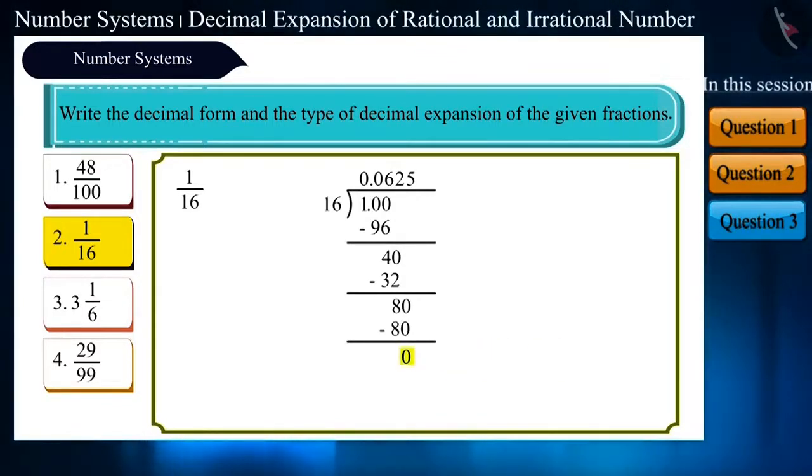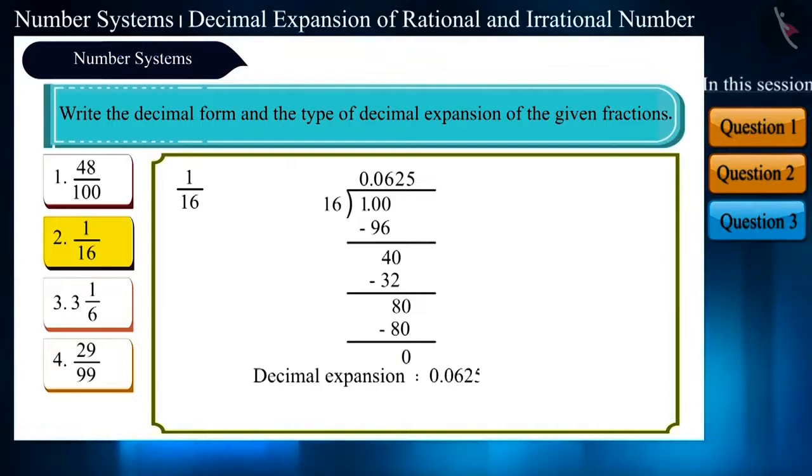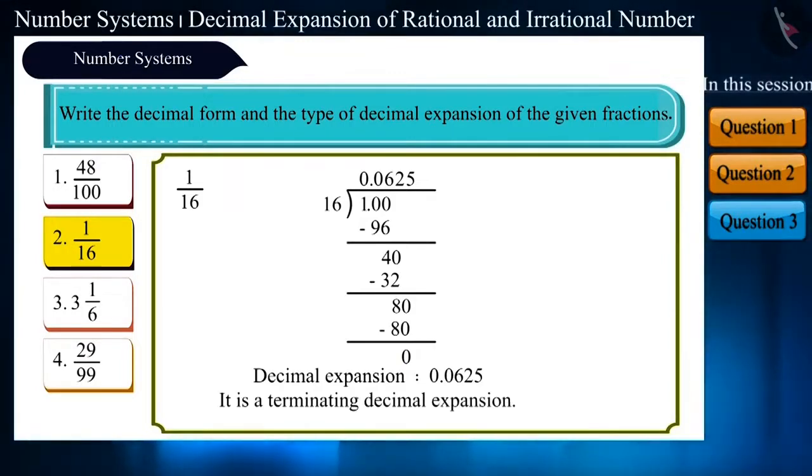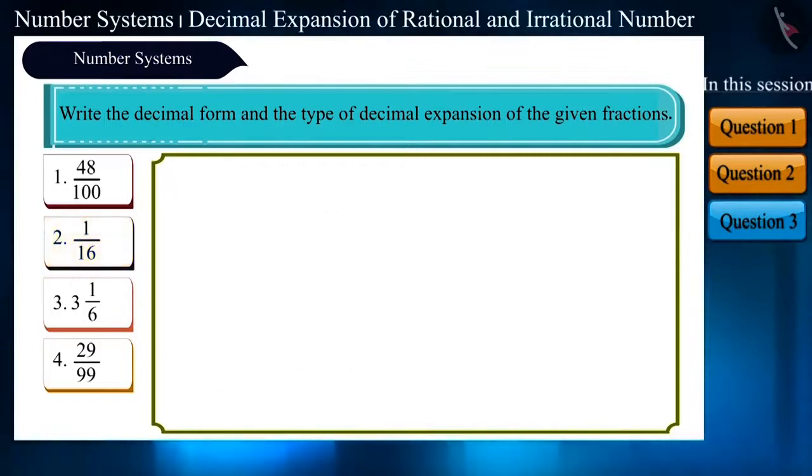On solving this too, the remainder obtained is 0. Its decimal expansion is 0.0625. Therefore, this is also a terminating decimal expansion.